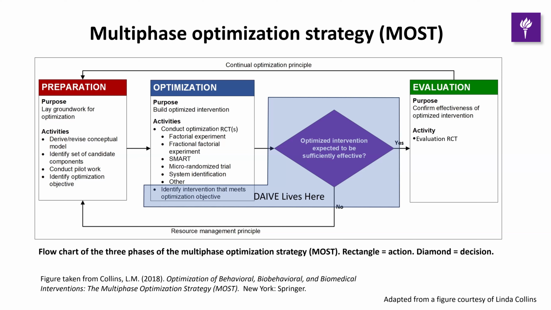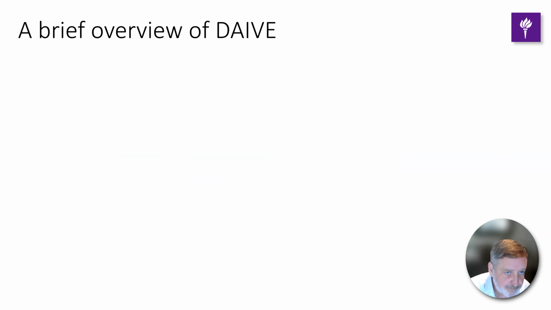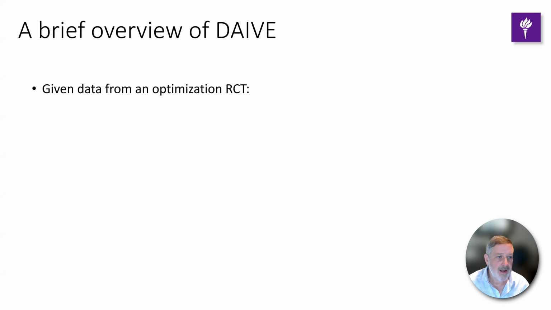We are working on methods to expand the context of DAIVE to potentially bridge closer into the evaluation phase in a more seamless design, where one could envision having an optimization phase trial that is done sequentially and eventually becomes an evaluation trial. It's very exciting work that's currently under development, but I won't be speaking about that today. So just a teaser there. So, a brief overview.